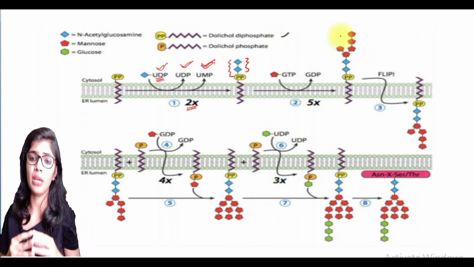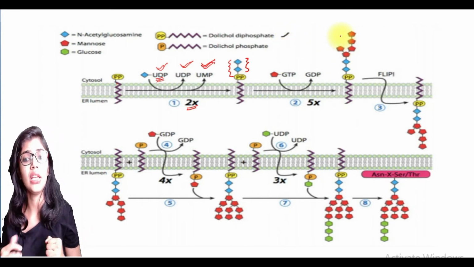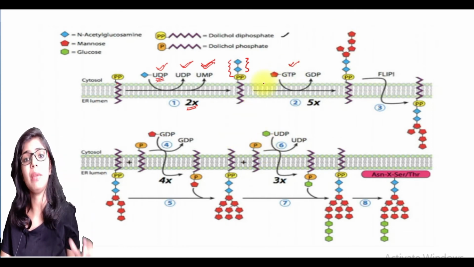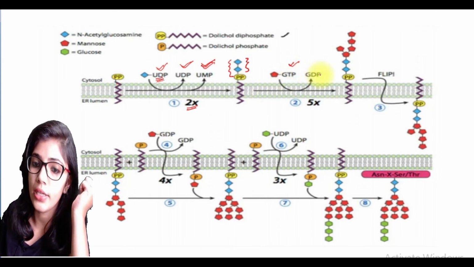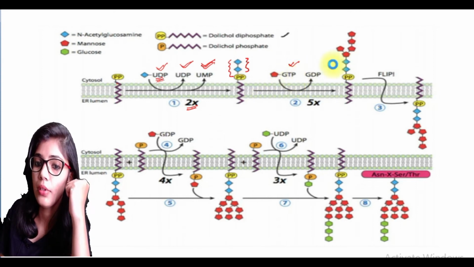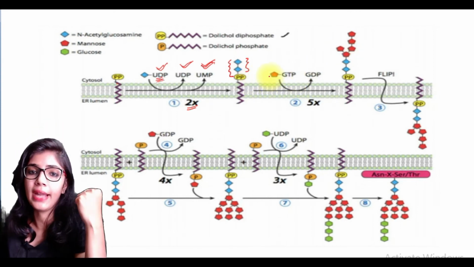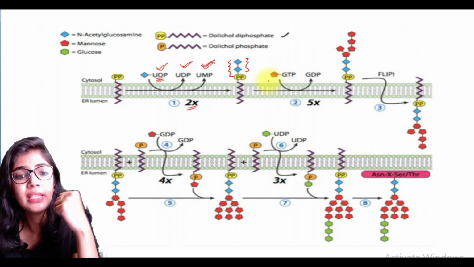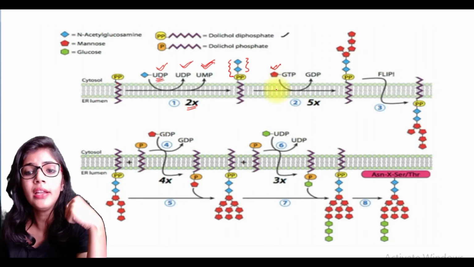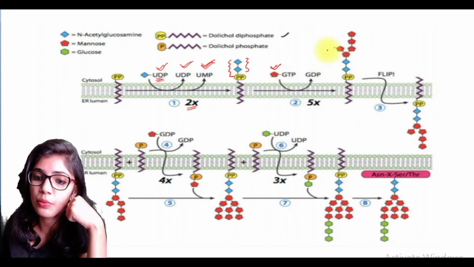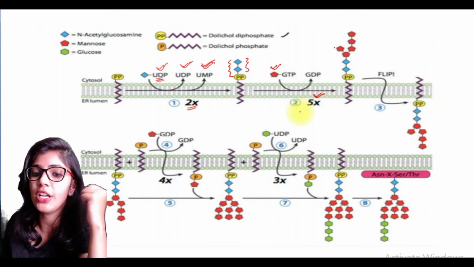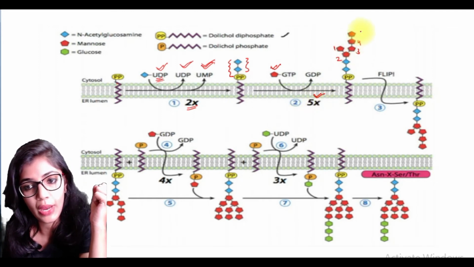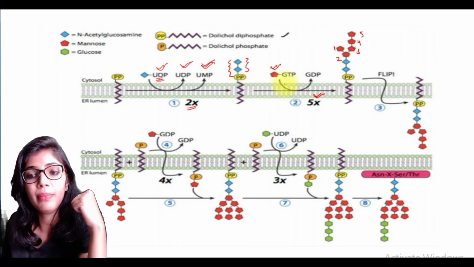For the transfer of the mannose, we need GTP. See here, we have GTP. Attached to GTP, mannose is attached and it is transported. In the next step, mannose should be added, and for adding the mannose we need GTP, because attached to GTP there is mannose. This process will take place 5 times. So it is written here 5x. This is 1, 2, 3, 4, 5. One by one the mannose will be added.